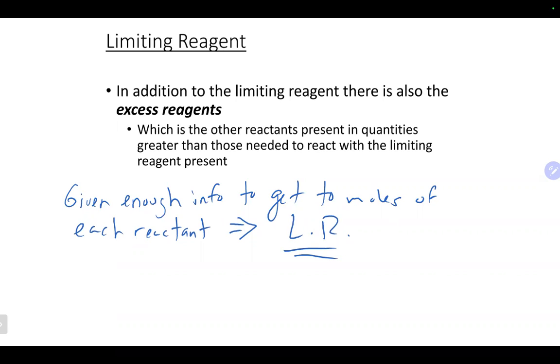Now, if you think about some of the examples that we did previous to this last time, if you look back at those examples, pretty much you're only given one piece of information, like, hey, you started with this many grams of this guy or this many grams of this guy. You weren't given enough information to figure out the moles of each reactant. But whenever you see that you have enough information, whatever they give you, that you can do some type of conversion to get to moles of each of them, that definitely is a signal that you need to, at some point, figure out the limiting reagent.